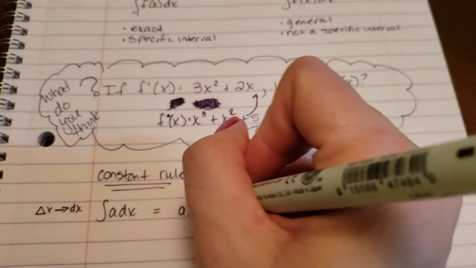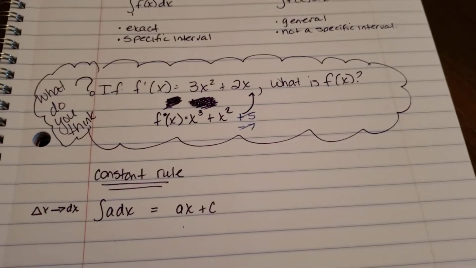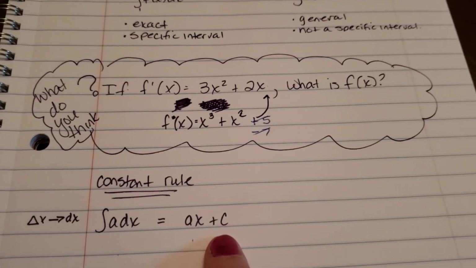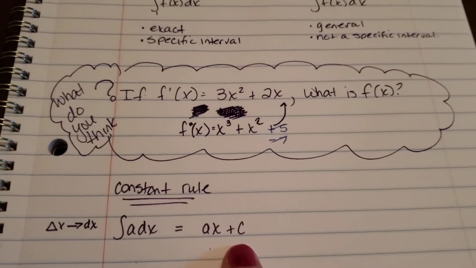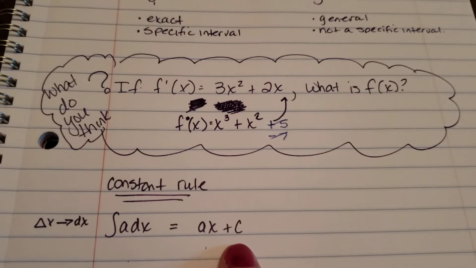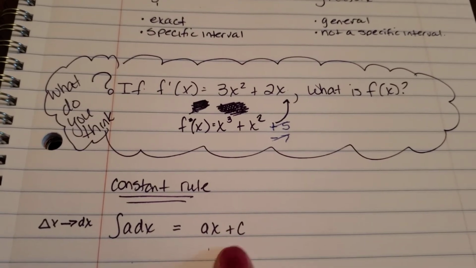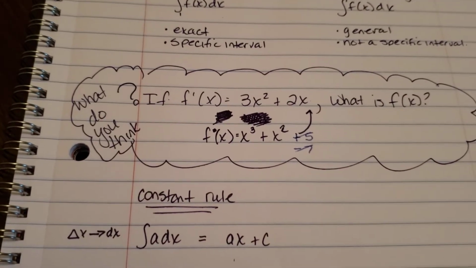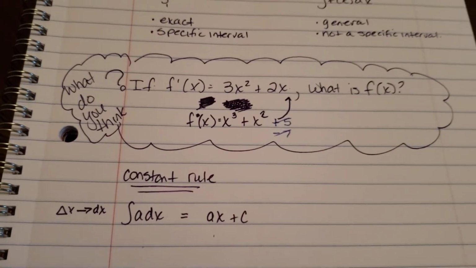So to reflect that, we always write plus c. And what that means is plus some constant. Now that constant could have been 0, but we just don't know, since when you take the derivative, a constant would have disappeared. So we always put a plus c.